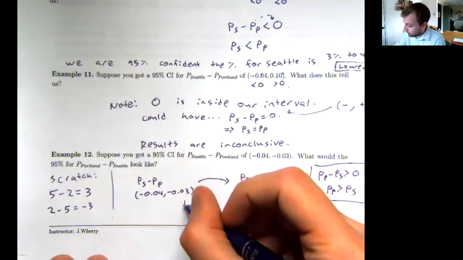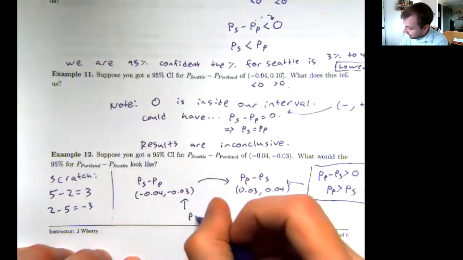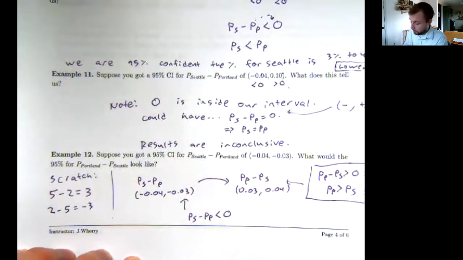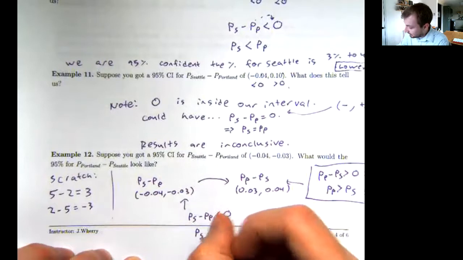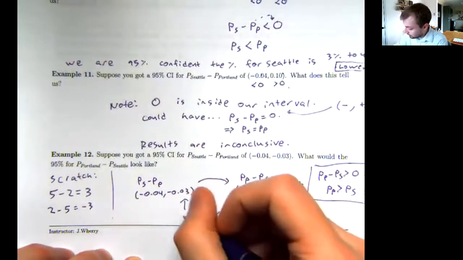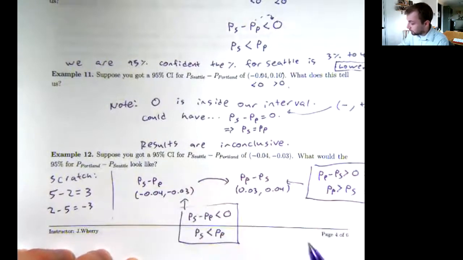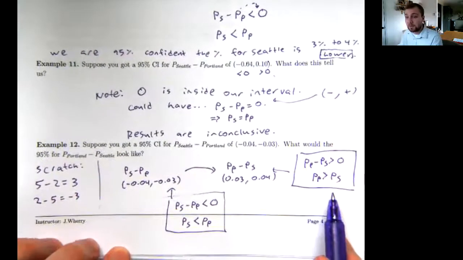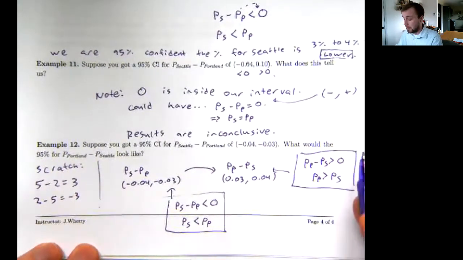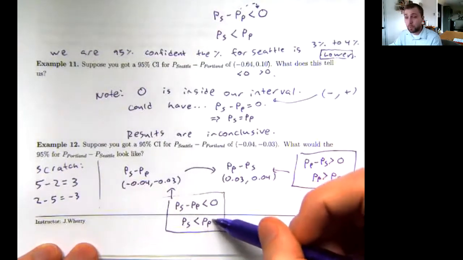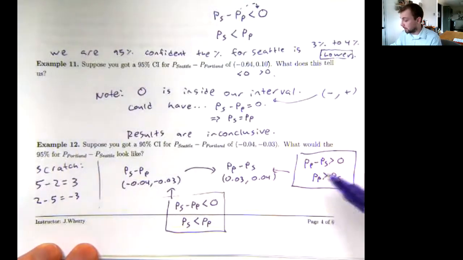If I'm looking over here, I have Seattle minus Portland is less than 0. These are negative numbers. This tells me that Seattle is less than Portland. And if you're thinking, well, why am I getting two different answers? I want you to really look at this. You're not getting two answers. It's the same thing two different ways for language, but it's the same end result. Saying Seattle is worse than Portland is identical to saying Portland is better than Seattle.